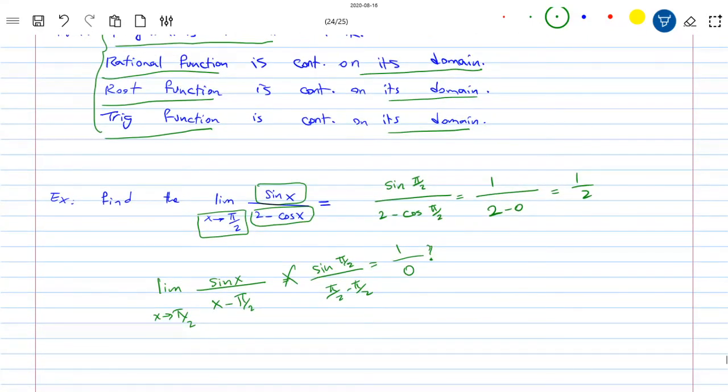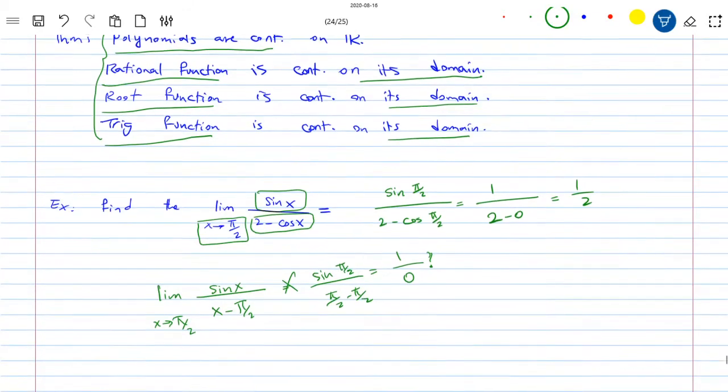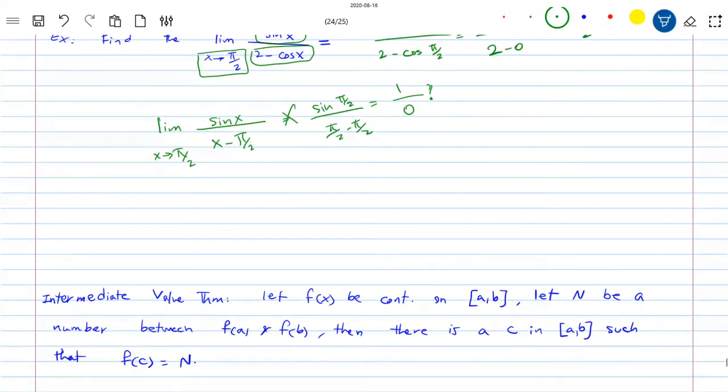Okay, so this was a consequence of the fact that rational functions and trigonometric functions are both continuous, so their division must be continuous, so therefore the limit would be exactly the value of the function. That's what this last example was about.